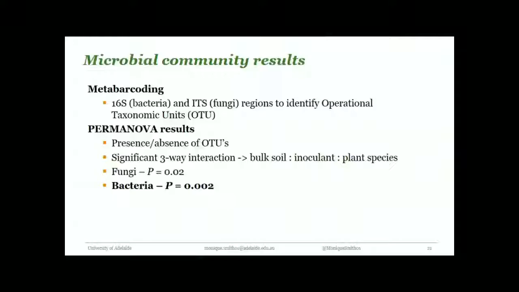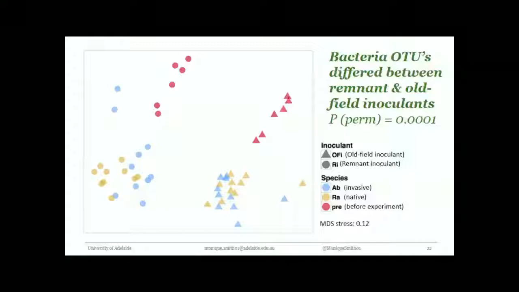So you can see here, this is an MDS plot. So the points closer together, more similar in the bacterial species present. And the most striking difference is that the old field inoculant in triangles and the remnant inoculant in circles are clearly quite different.